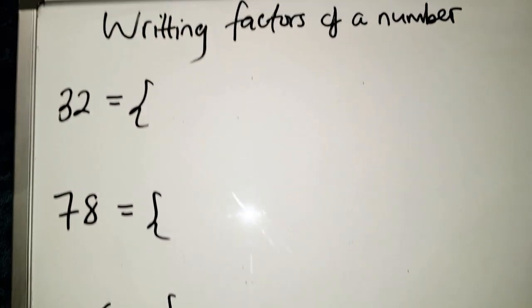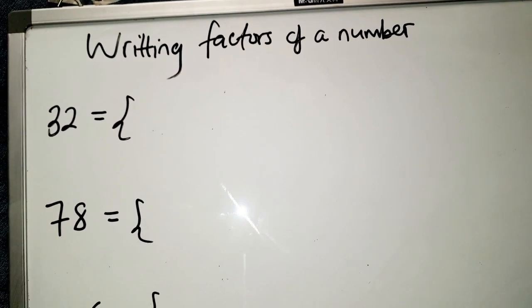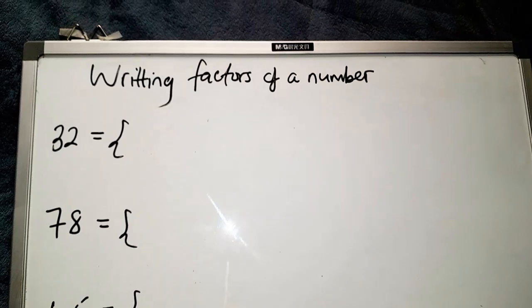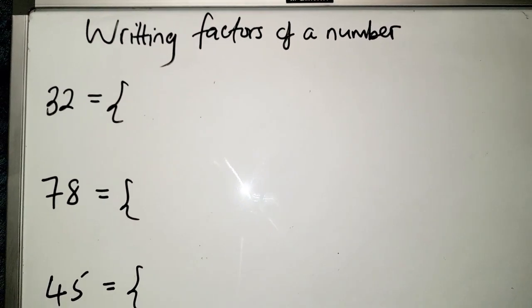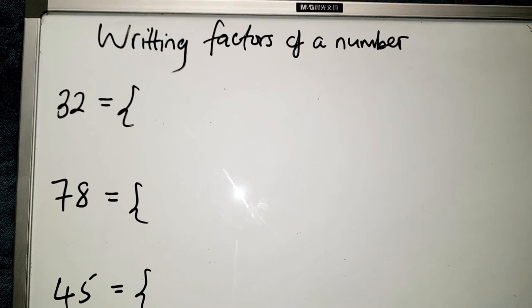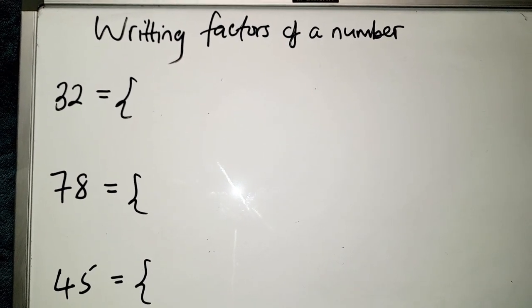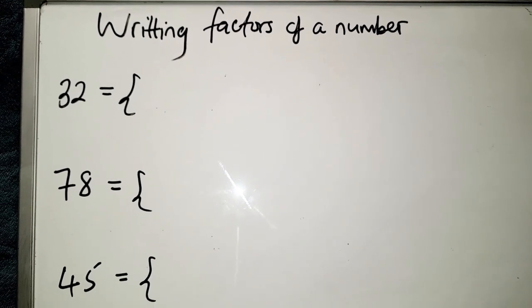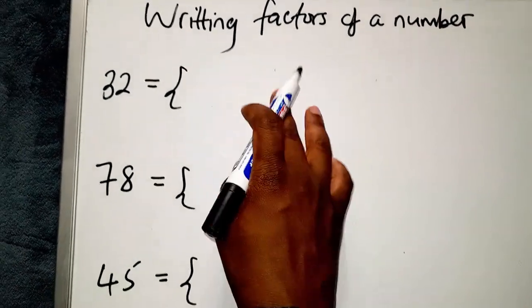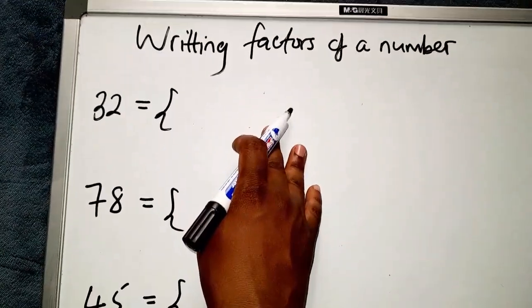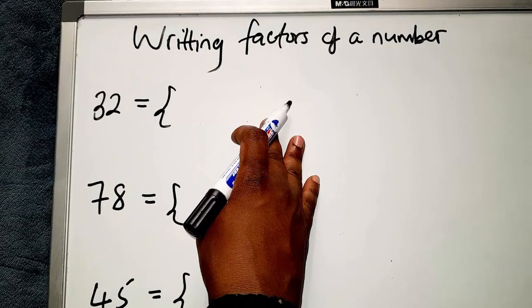All right, so today we're going to discuss writing factors of a number. Now, a factor is a number that can get into another number without leaving a remainder. Like, for instance, you can have 4 dividing into 24 6 whole times.